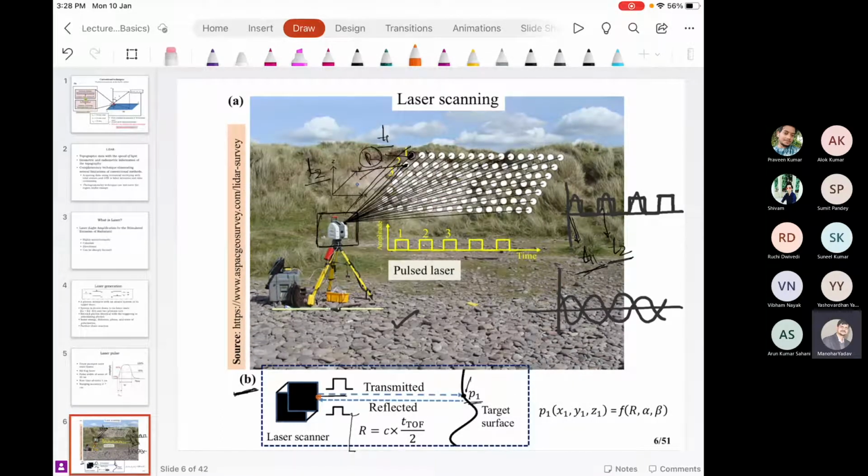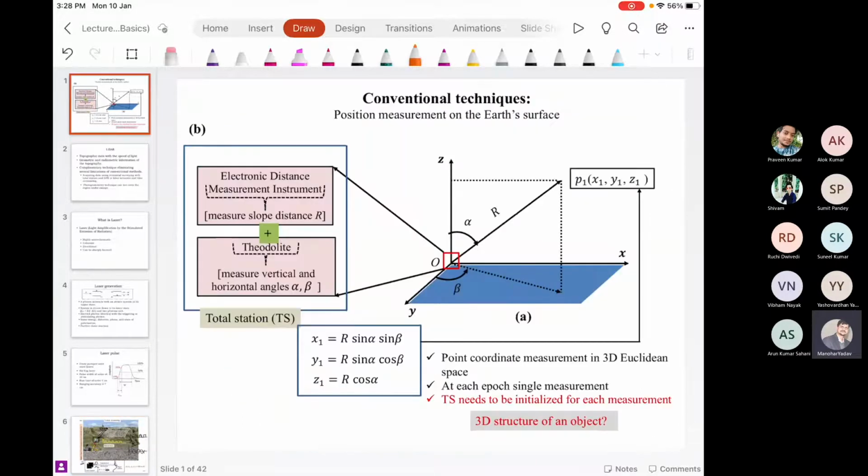Okay, all of you, please listen carefully. You have already done the experiment based on the total station. As I discussed before, the total station is an integrated unit comprising an EDMI and a theodolite. By using the total station, we calculate the range from the source to the target, and we calculate two angles: one from the vertical, that is alpha, and another from the reference horizontal axis, whether it is y or x.